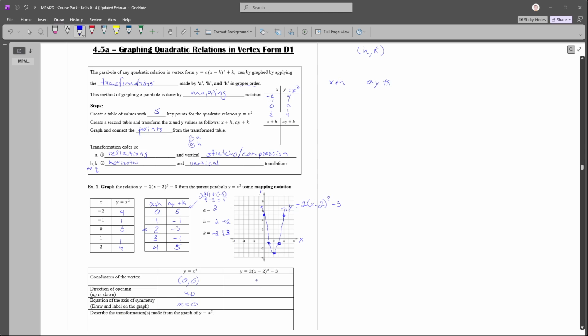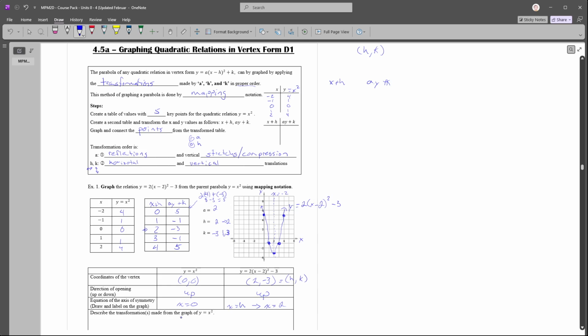And over on our new relation, our transformed relation, where is our vertex? Our vertex is at (h, k), and we can see it in the curve too, which is at (2, negative 3). Remember, this is just (h, k). Don't overthink it. It is still opening up. Where is the new axis of symmetry? x is equal to h, so that implies that x is equal to 2, which we can see. We could even draw it in here if we needed to, all the way down there.